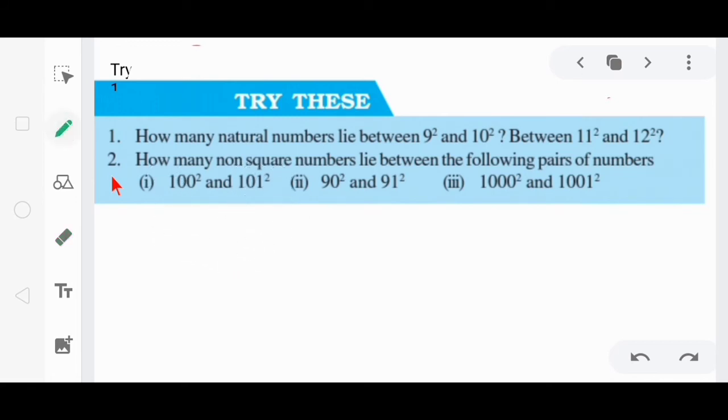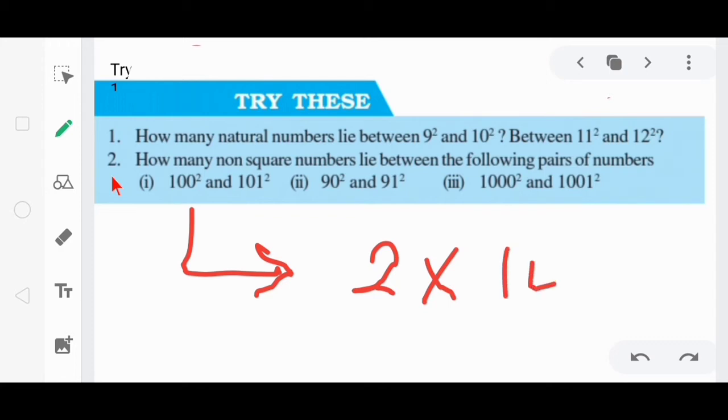So the number of non-square numbers between 100 square and 101 square is equal to 2 into 100. Here the value of n is 100, because 100 is n and 101 is n plus 1. It becomes 200.